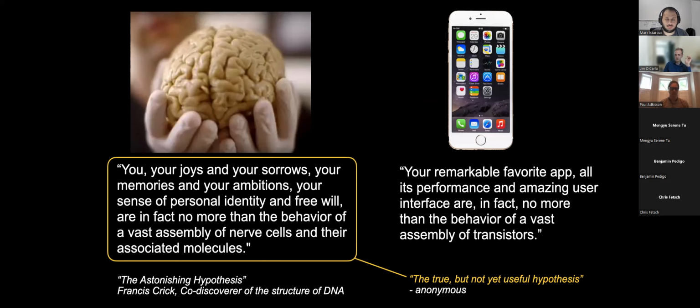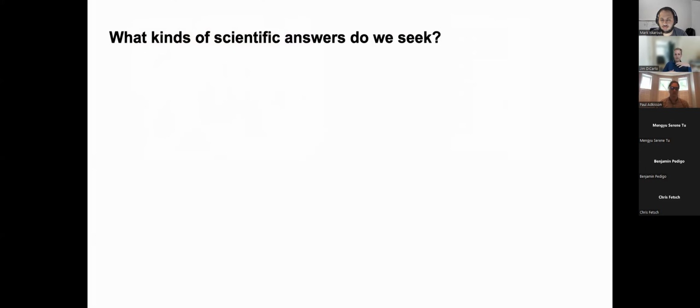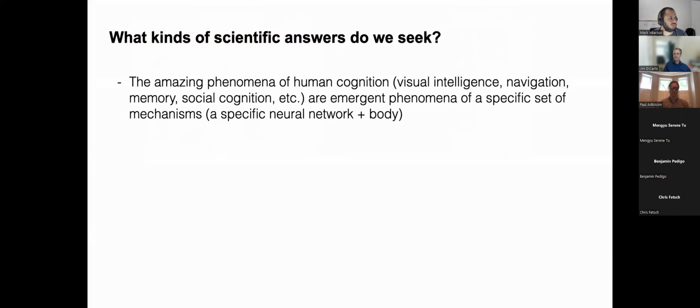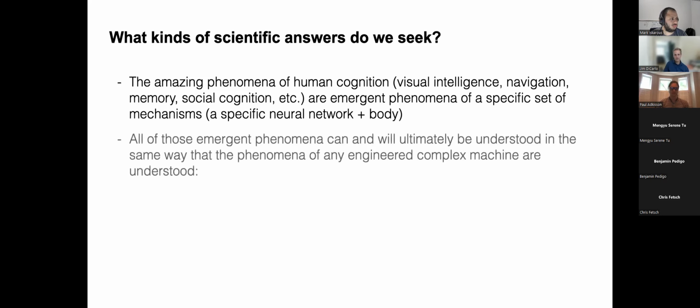So how do we turn this motivation into reality? How do we do science here in this space broadly? What kind of science answers do we seek in these complicated neural systems, of understanding questions of intelligence or perception? The amazing phenomena of human cognition, some of which I just alluded to in that quote, are emergent phenomena of a set of specific mechanisms, not just the brain, which is some kind of neural network, but also its interactions with the body. Somehow both of those things give rise to all the amazingness of each of us.